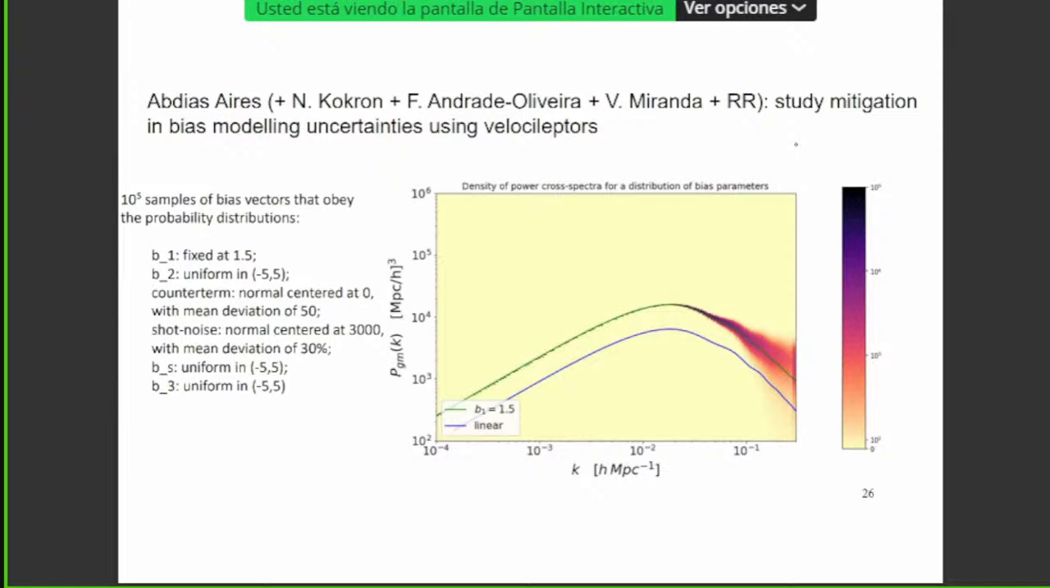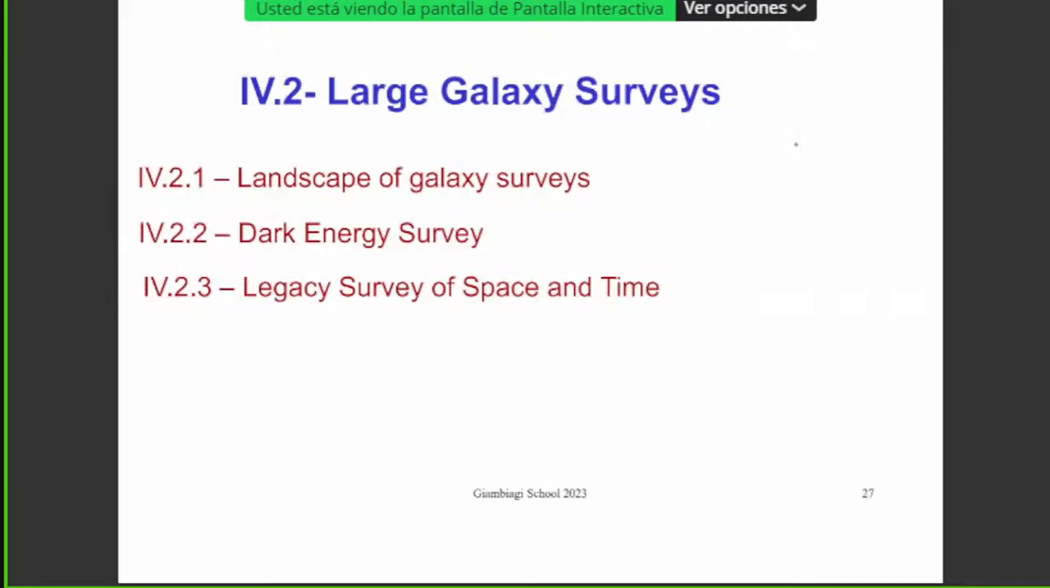So we are trying to include some uncertainties. And this is the galaxy-matter power spectrum, so not galaxy-galaxy, galaxy-matter because of the weak lensing. And you can see the uncertainties at small scales. That comes from varying the bias parameters. So we want to include these uncertainties in the covariance matrix to see if we can mitigate the uncertainties in bias.